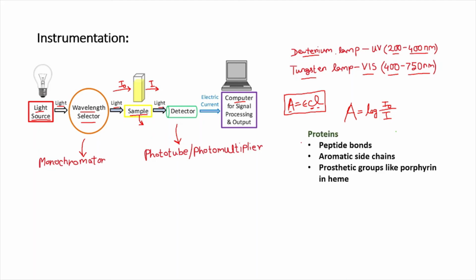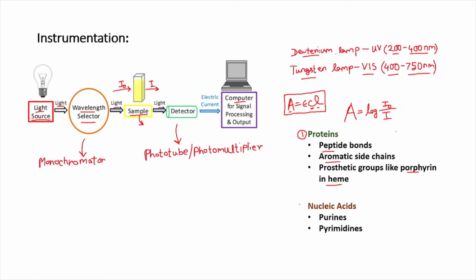Mostly we have two types of chromophores. Number one, we have proteins. There are certain chromophores in proteins like peptide bonds, aromatic side chains in amino acids like tryptophan, tyrosine, and phenylalanine, and prosthetic groups like porphyrin and heme. So these kinds of chromophores are there in proteins, and we can place them as our sample and analyze them through UV visible spectroscopy.